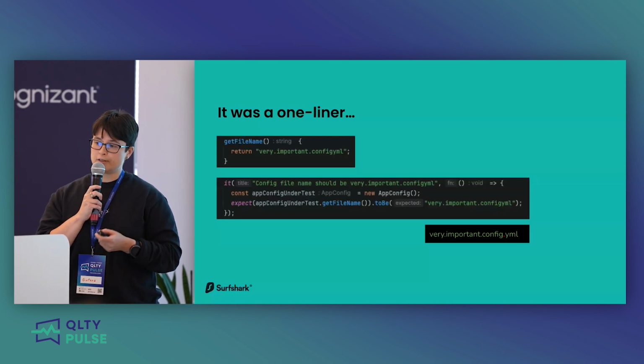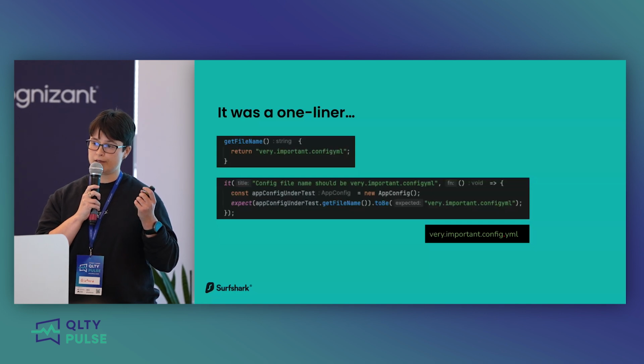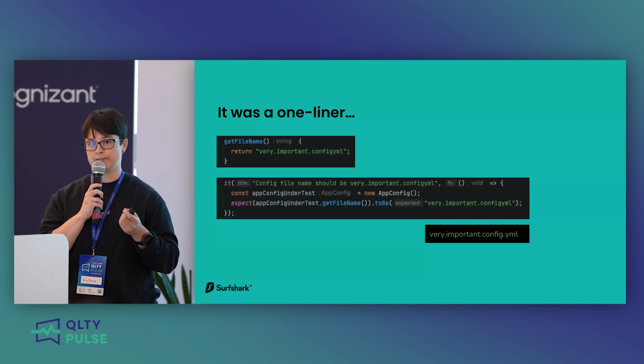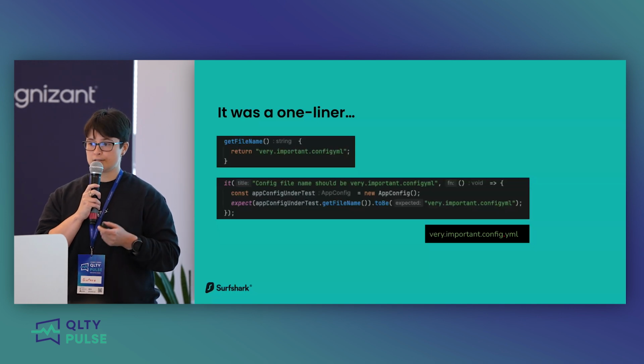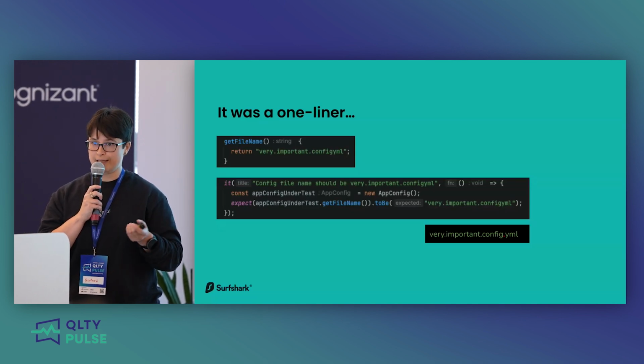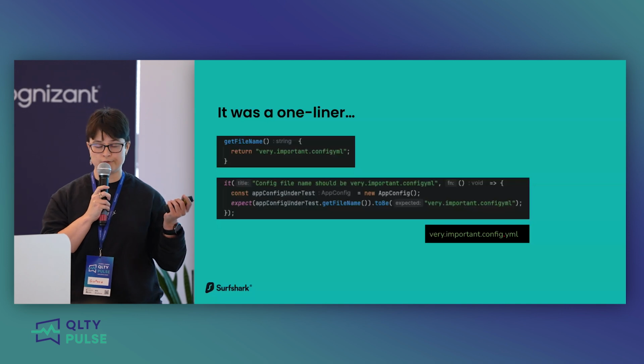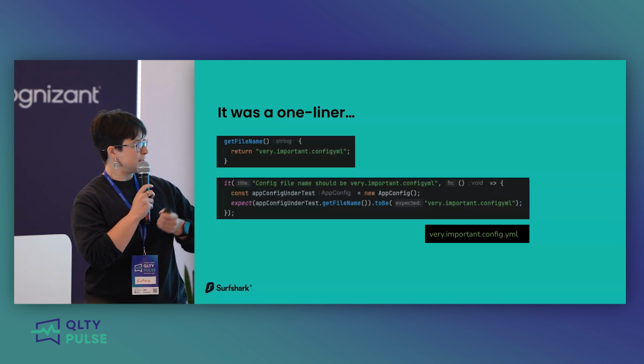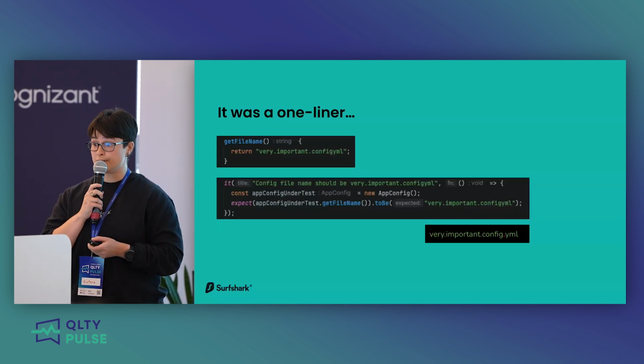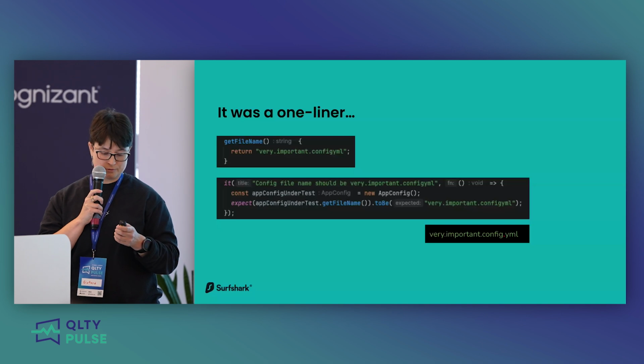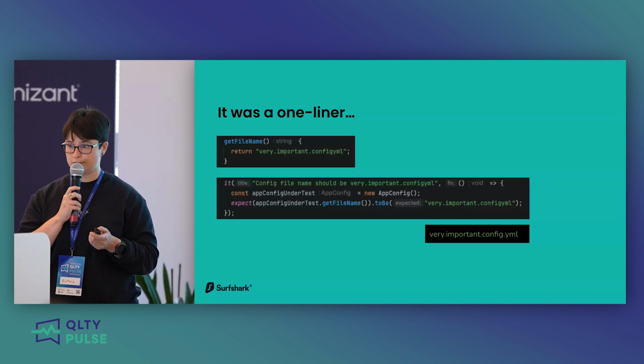And what that developer didn't mention is that he copied and pasted the file name from the code to the test. So yeah, the test is passing. And that change of code was missing a dot. And actually, the production was crashing.